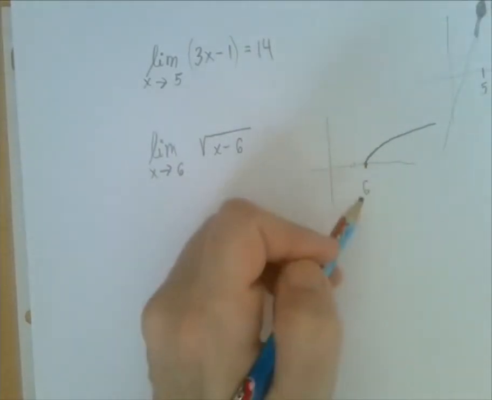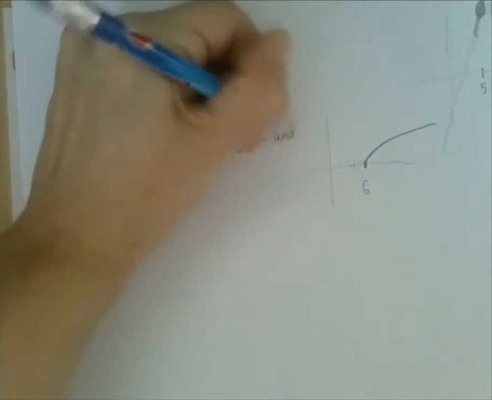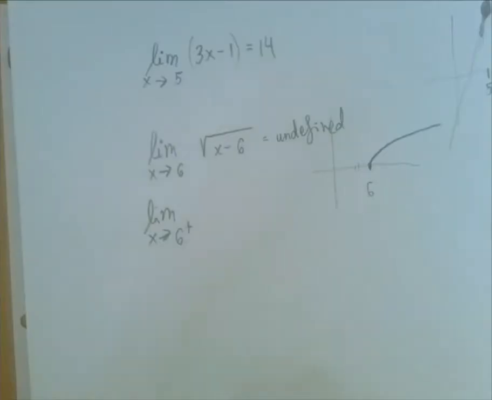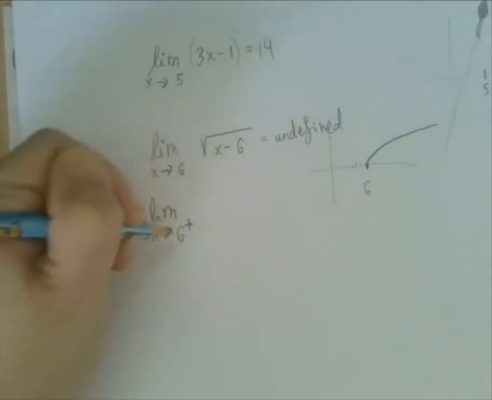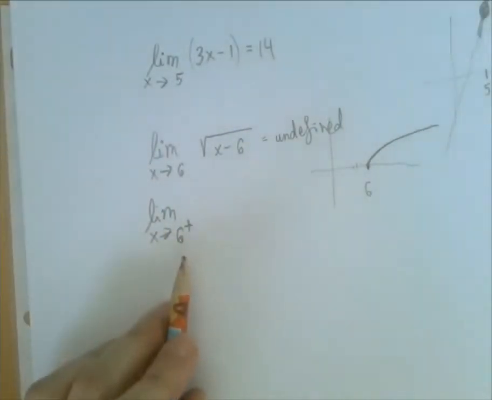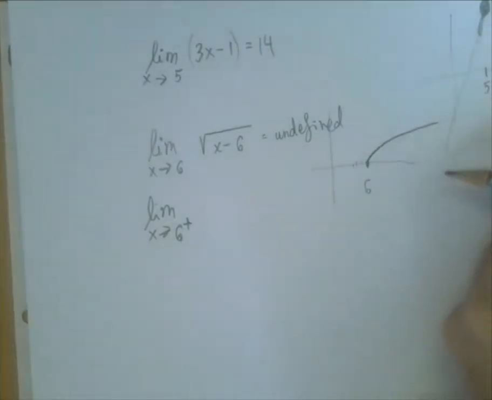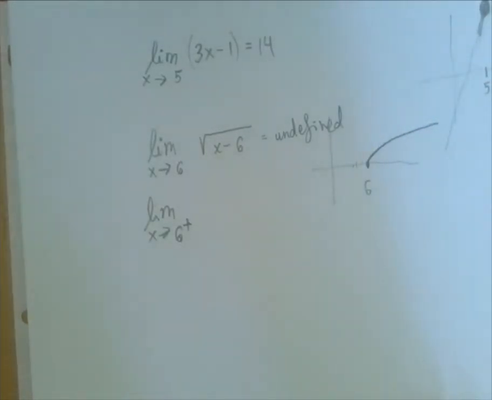The left-hand side limit does not exist. It's undefined. Why? Because the limit as x approaches 6 and the little plus positioned as if it was an exponent indicates that we're going to approach x equals 6 from the right. That means we're thinking of numbers like 6.5, 6.1, 6.01, 6.00001. Those are all fine because they're greater than 6, and after the subtraction, a positive number square root exists.